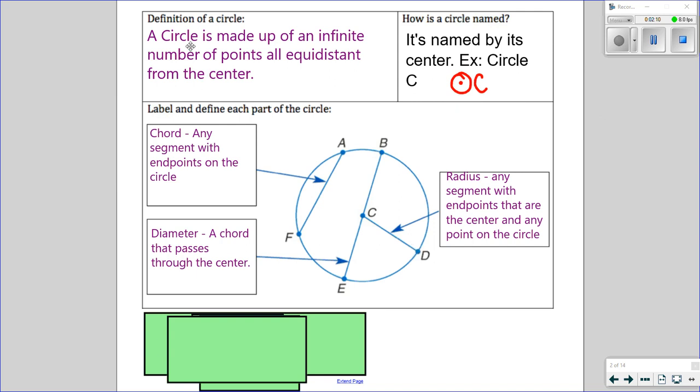And when they say that the circle is made up of an infinite number of points, all equidistant from the center, that is basically if you had many radii starting at C and going all around inside the circle, so you can have many of them, that will create that circle.